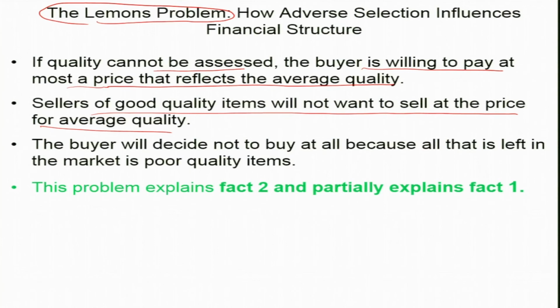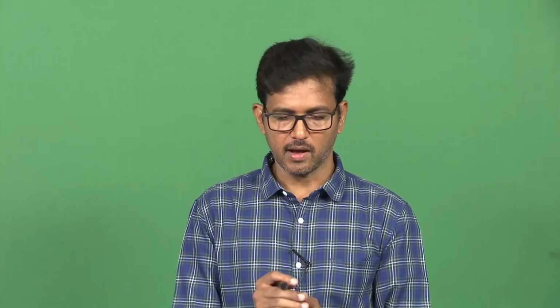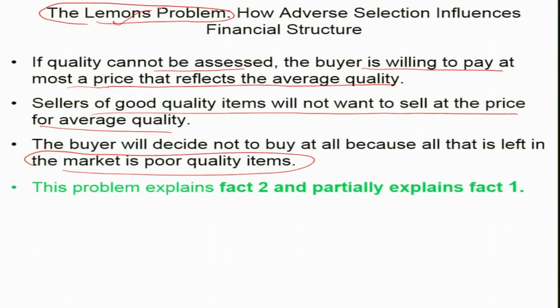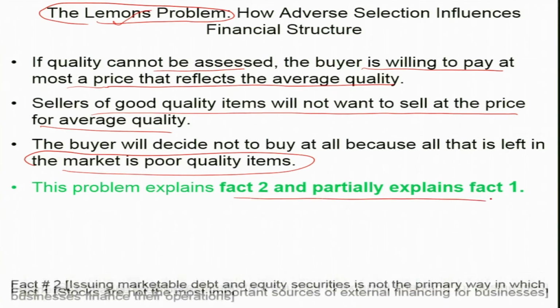So what we can see is that whatever is left in the market is only going to be the poor quality items. That means between buyers and sellers of, for example, bonds, stocks and insurance products, which we have also discussed, if the adverse selection problem is there because of asymmetric information, which is a reality, this lemons problem explains fact number 2 and partially explains fact number 1, which we discussed.